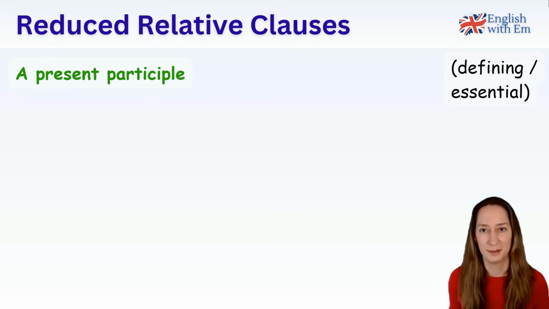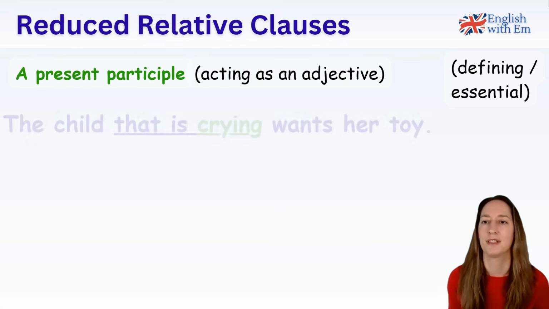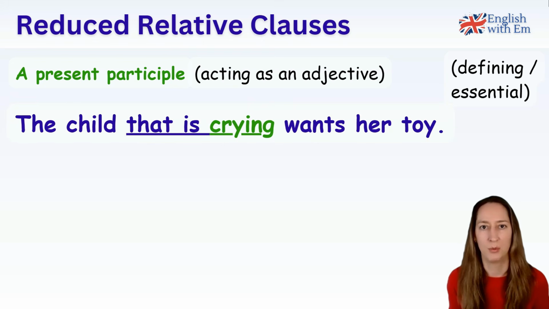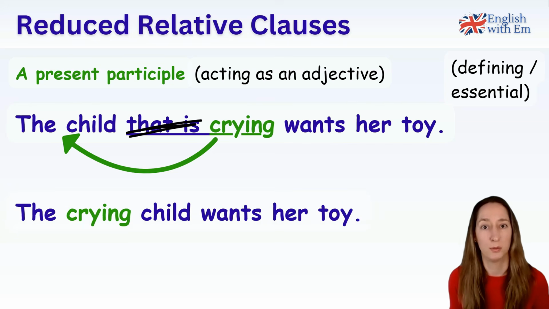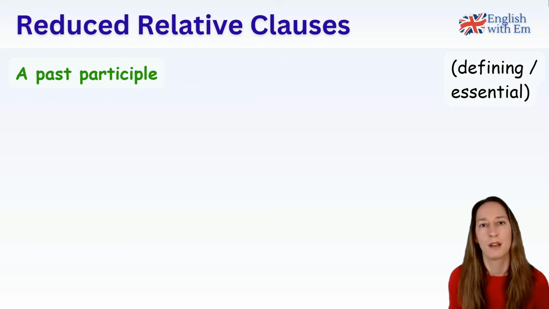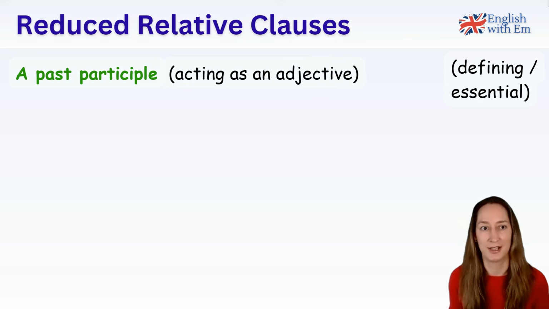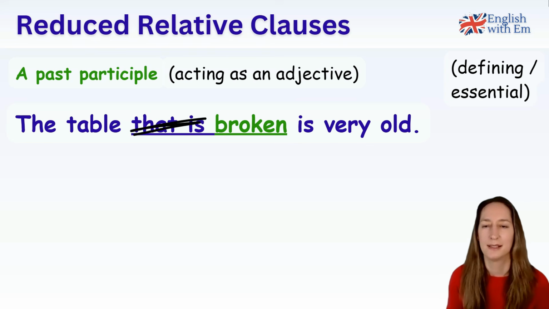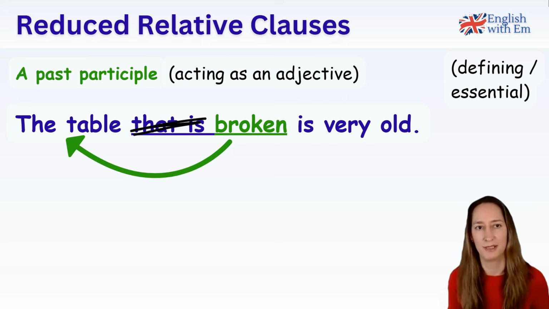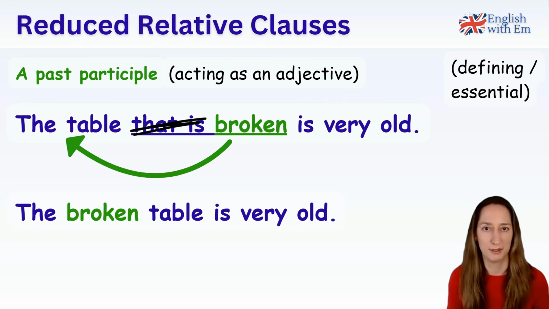A present participle acting as an adjective. The child that is crying wants her toy. We delete the relative pronoun and the verb to be, and we have to put the adjective in the correct position. The crying child wants her toy. A past participle acting as an adjective. The table that is broken is very old. Delete the pronoun and the verb to be, and we have to move the adjective to the correct position. The broken table is very old. So those are all our adjectives.